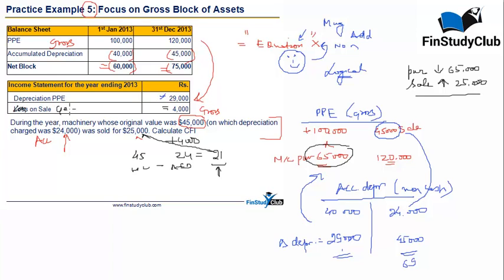So beg your pardon, this will be gain, and this is what is written here, and therefore that tells me that overall my accounts are prepared in a correct manner. So the net CFI is down by 40,000.